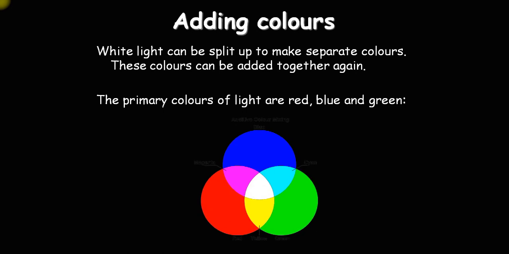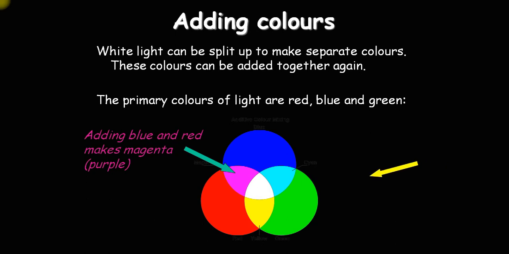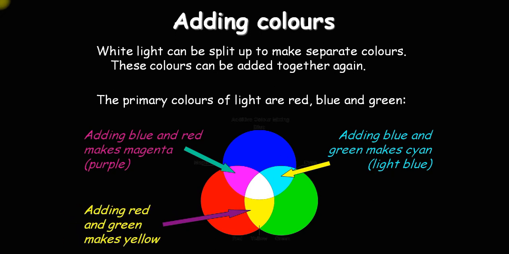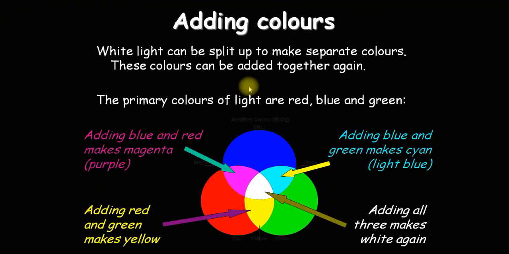Adding colors. We can have different colors of white light to form other colors. But first, we need to identify the primary colors or the basic colors of light. Now, these are the basic colors, or what we call the primary colors. So the primary colors are what we have here. We have the red color, we have green, and then we have blue. These are the primary colors.